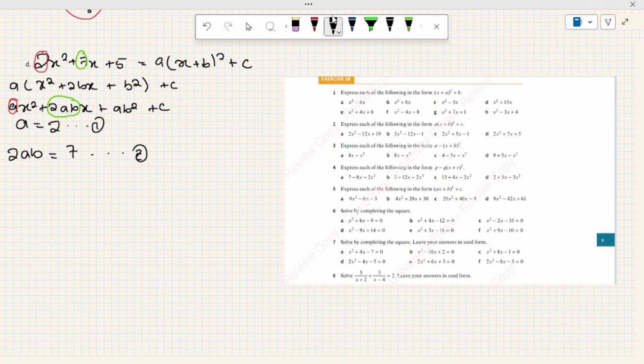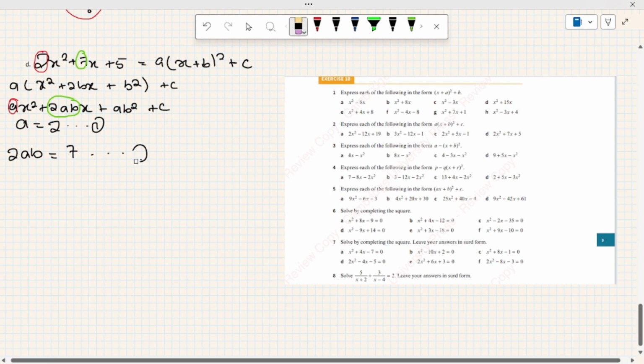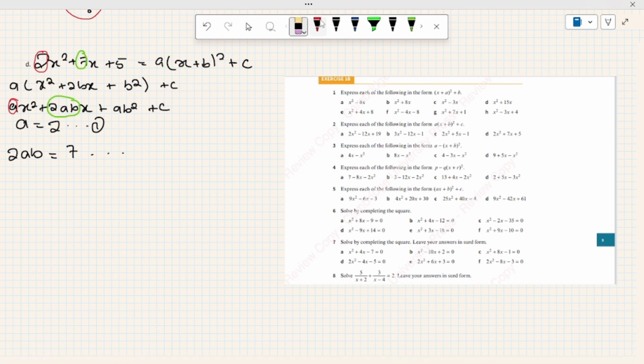Let me just solve it now and not prolong it. Because you already have the value of a, it's going to be 2 times 2b is equal to 7. So it's going to be 4b is equal to 7. Then you divide by 4. When you divide by 4, the value of b is going to be equal to 7 over 4.